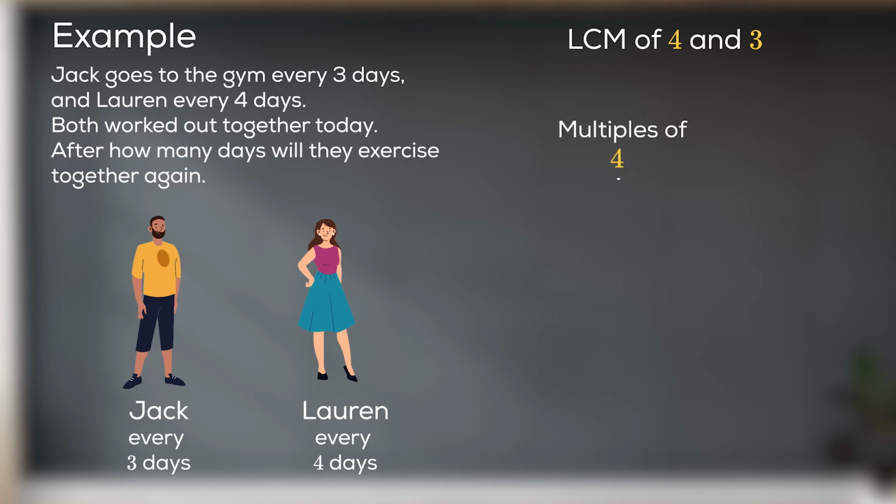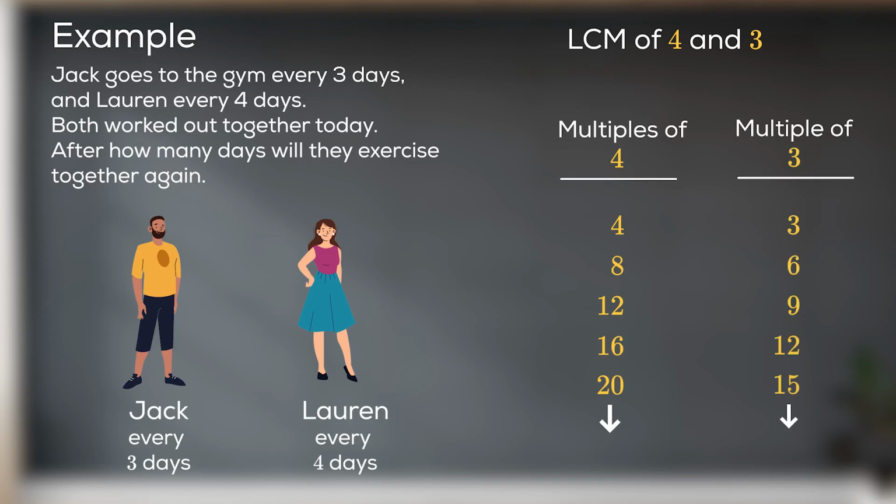So these are multiples of 4: 4, 8, 12, 16, and so on. And multiples of 3 will be 3, 6, 9, 12, 15, and so on. And you see 12 is the lowest common multiple. This means they both will work out again after 12 days from today. This is a simple example of where we can use LCM.